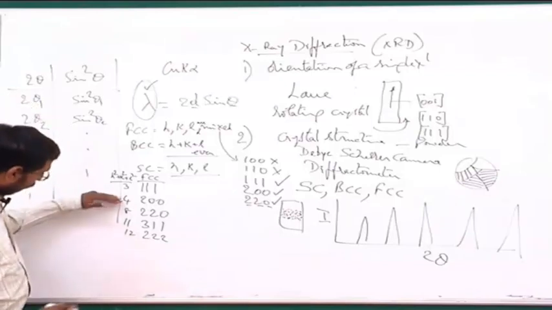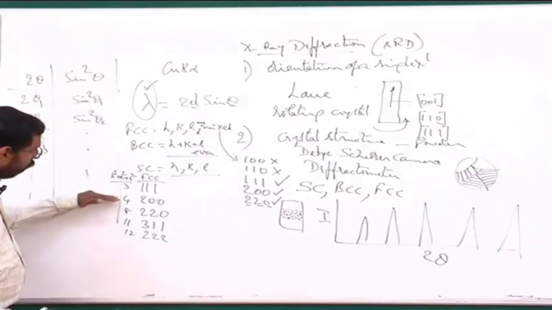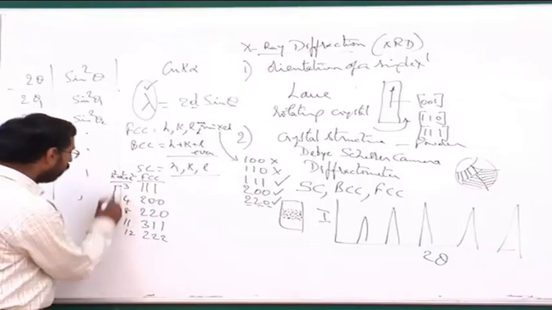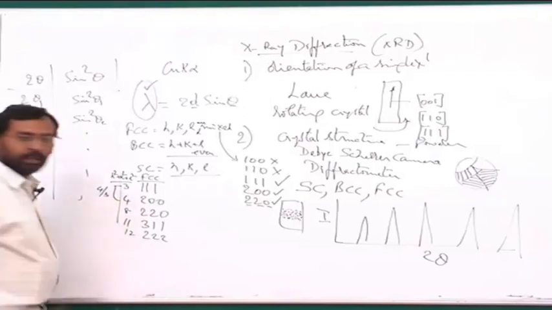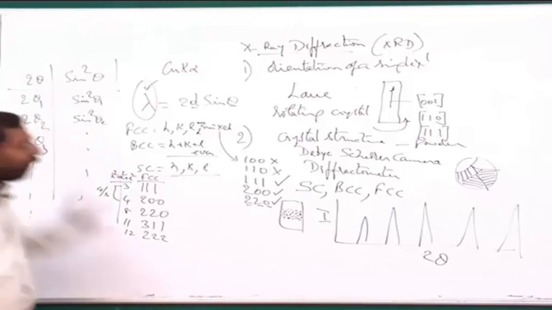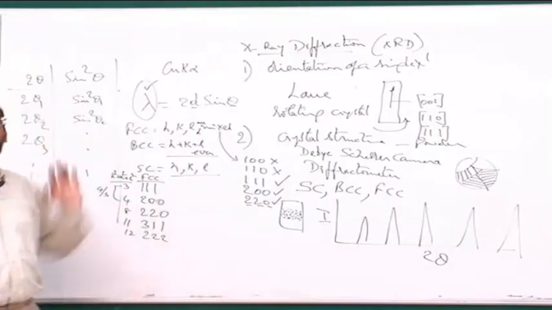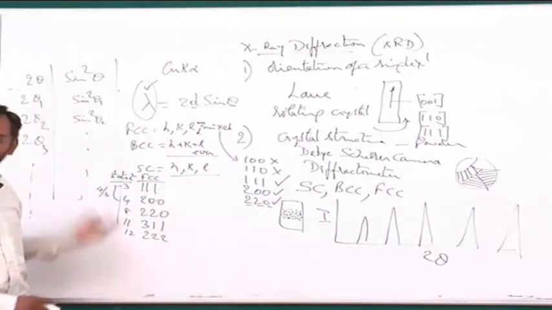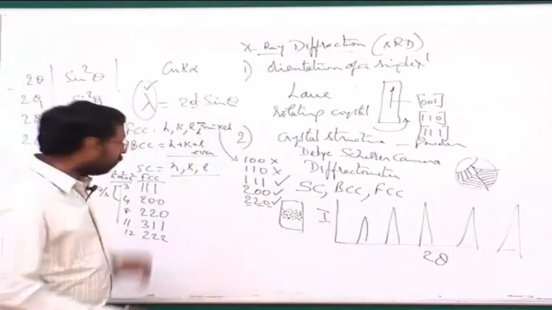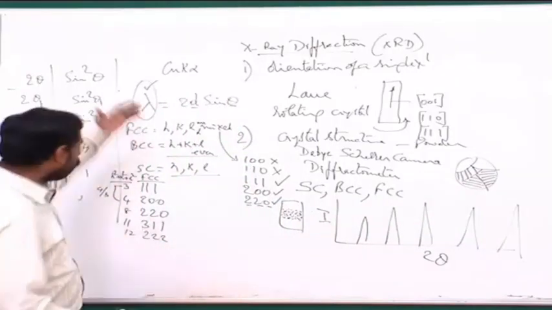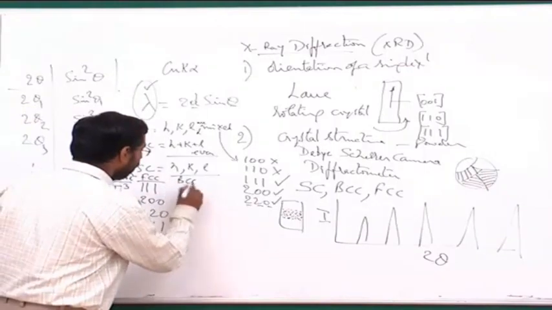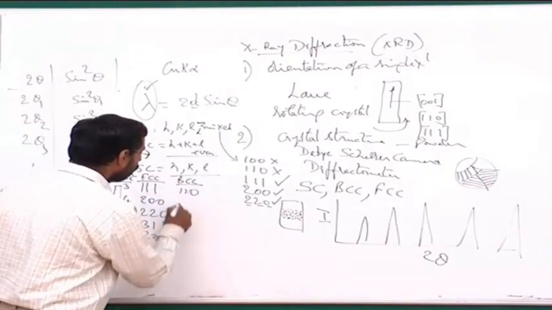If I take the ratio of h square plus k square plus l square from the second peak to the first peak, it is always 4 by 3. This is the characteristic we use to find out what crystal structure it is, if it is known to be a cubic crystal structure. So what we simply do is first obtain the diffraction pattern, and then see that we already know what all the planes are that are possible for an FCC, for a BCC. For BCC, for example, these are the planes that are possible.